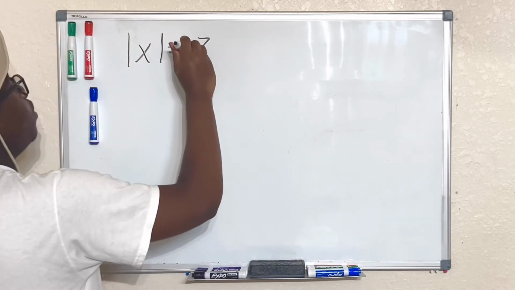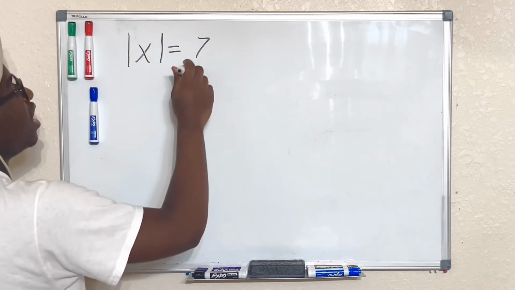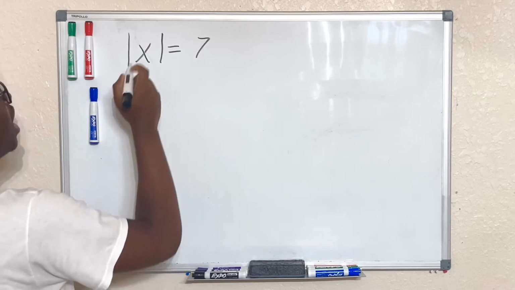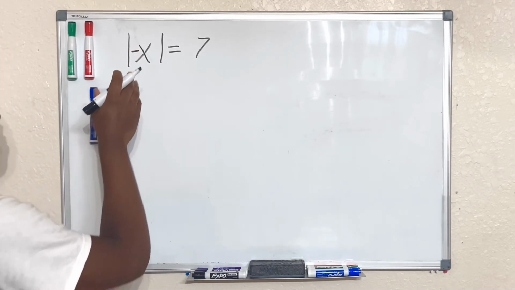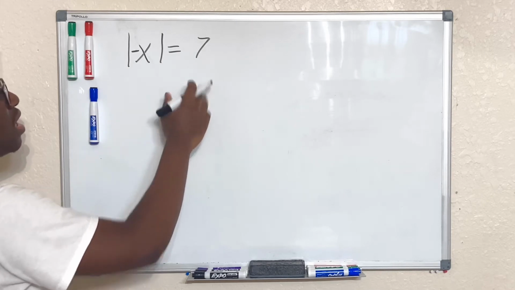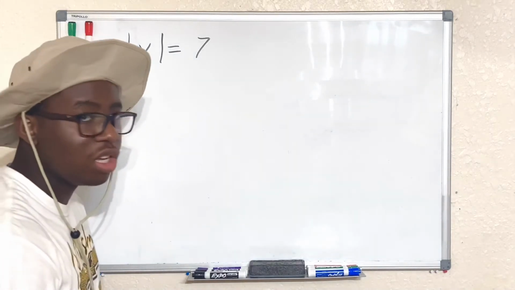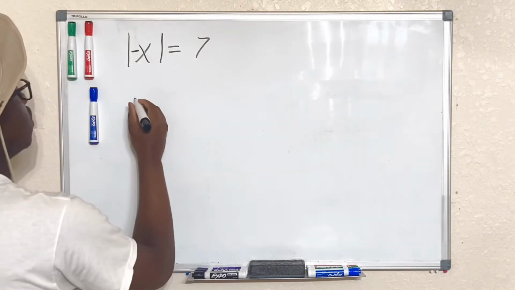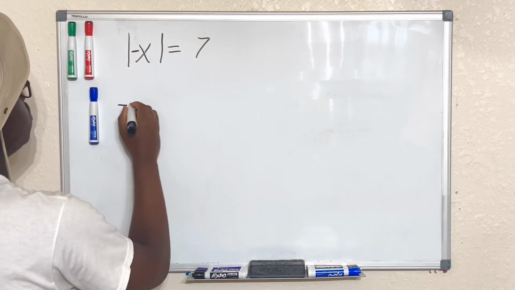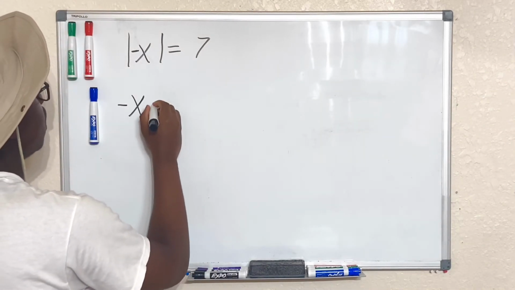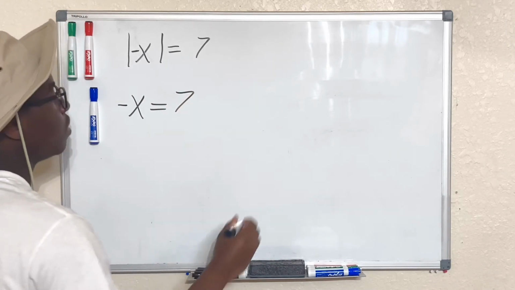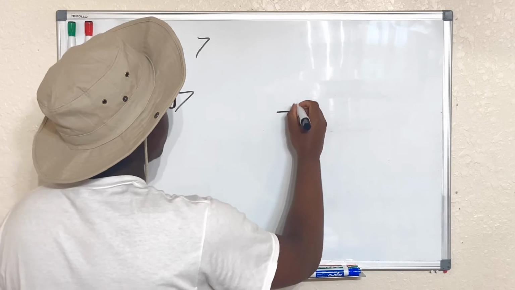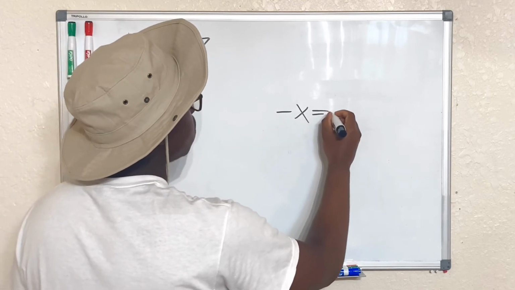Now, what if we don't have a negative right side? What if we have a negative x? So the absolute value of negative x is 7. What do we do then? Well, here we actually have to solve. So we're going to bring down our two equations, our two sides of the equation, which is negative x is equal to 7, as well as negative x, but in this case it's equal to a negative 7.